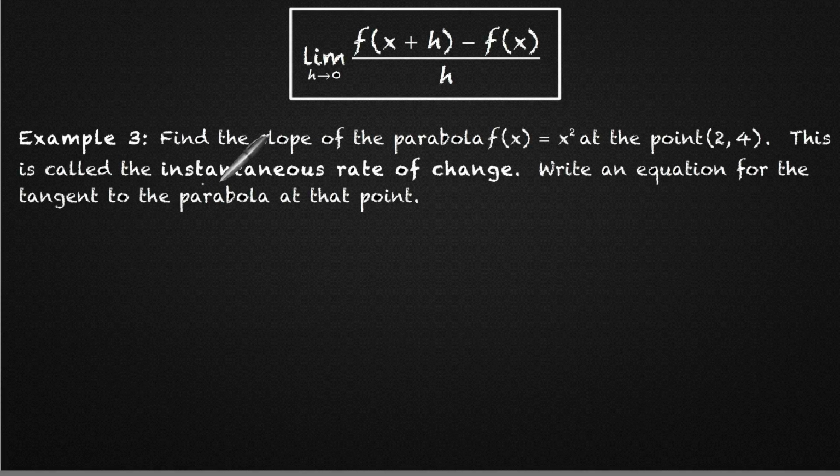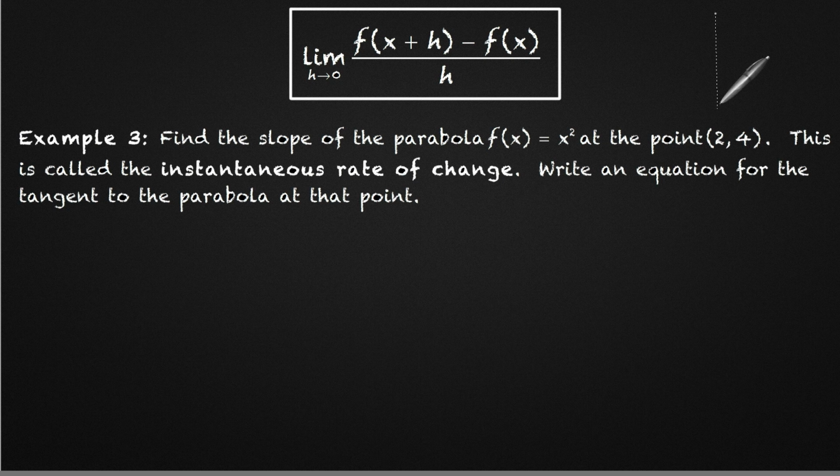All right, we are in the process of learning about the derivative, but we're not yet calling it that. And so example 3 wants us to find the slope of the parabola f of x equals x squared at the point 2, 4. And then it says, this is called the instantaneous rate of change. Write an equation for the tangent to the parabola at that point.